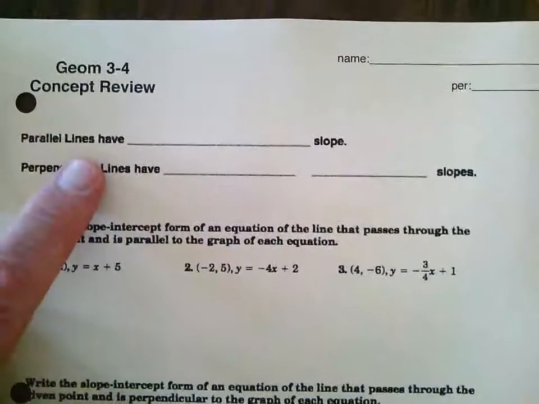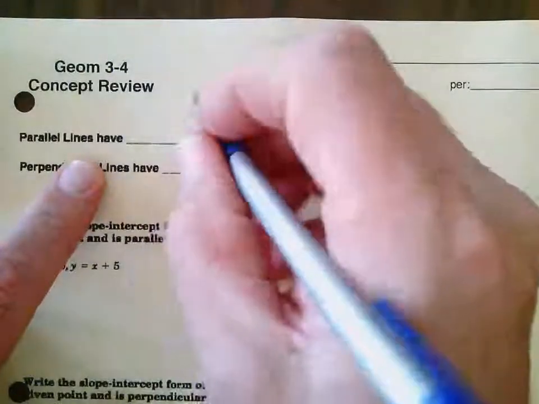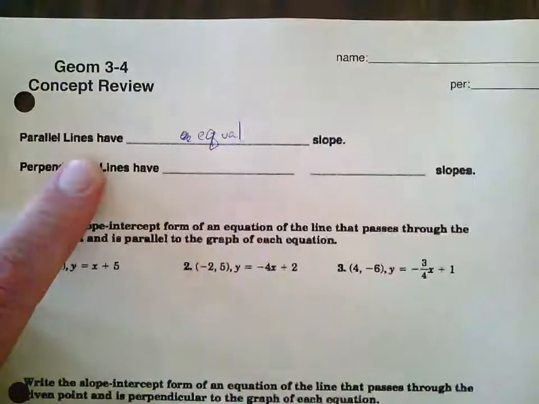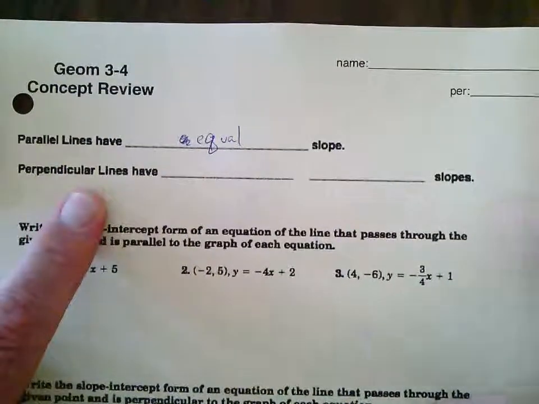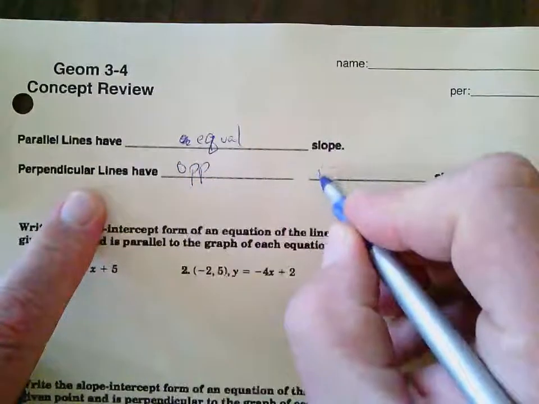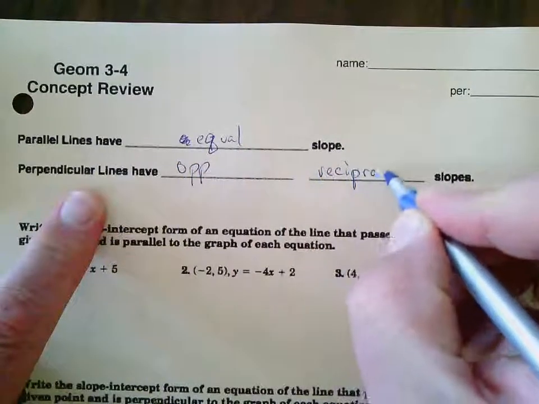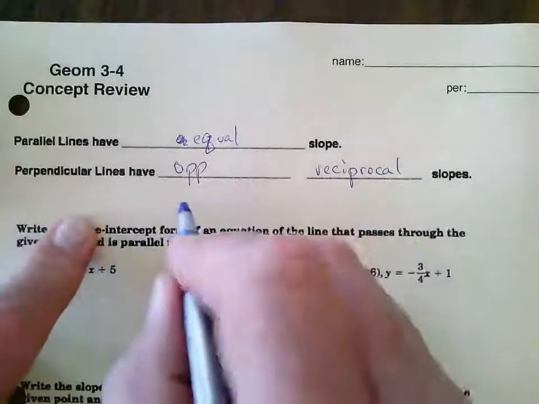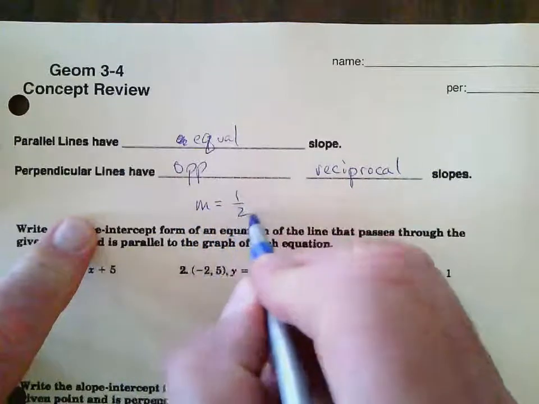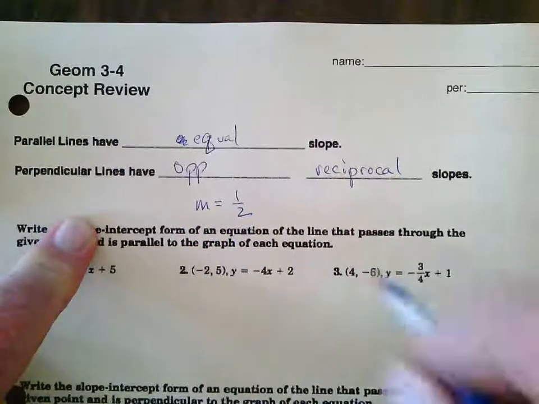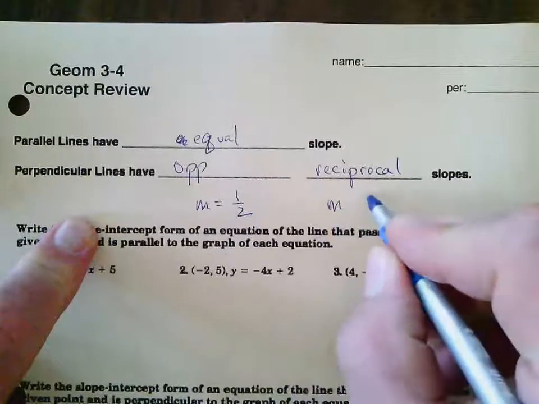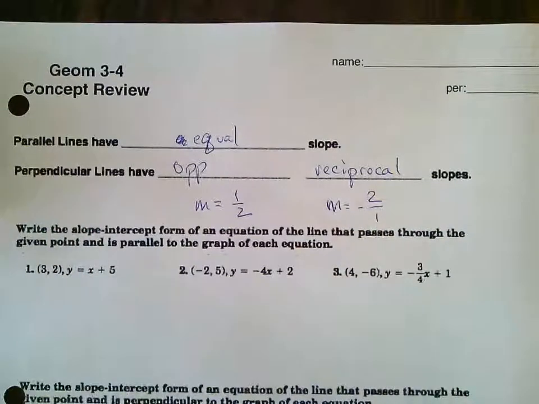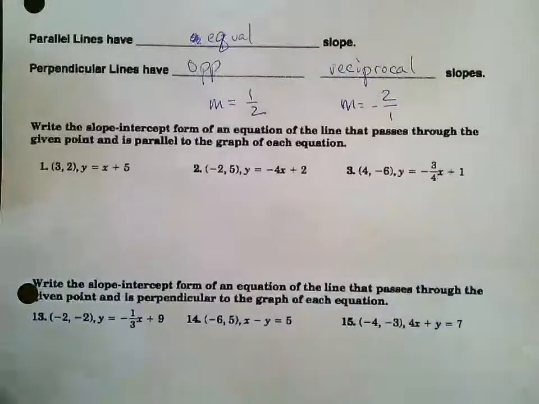So parallel lines, I hope you know this. Parallel lines have the equal or same slope. And then perpendicular lines basically have opposite reciprocal slopes, which means you flip it. So, for example, if one slope is 1/2 and it's perpendicular to another line, that other line would have a slope flipped and sign changed, which would be -2 or -2/1. That's your perpendicular. So I'll take a look at each one of these.